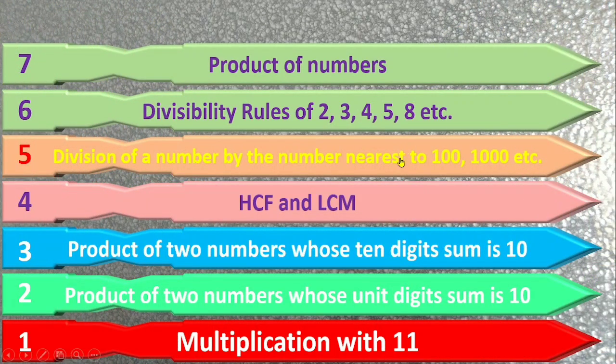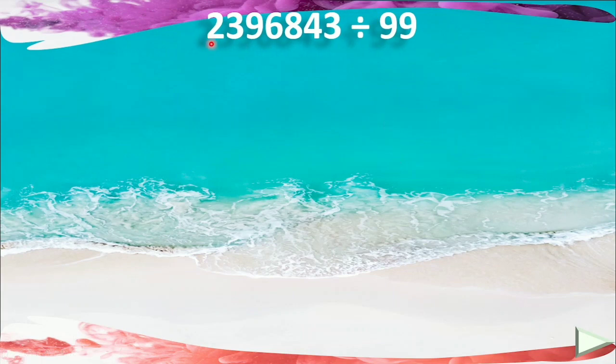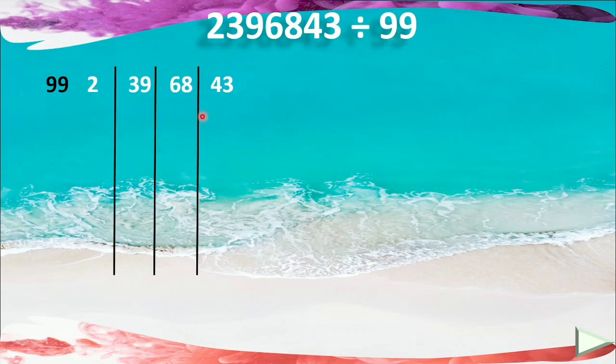Now the next trick is based on division of a number by the number nearest to 100, 1000, etc. Let's solve a sum. Here the divisor is 99. In 99 there are two digits, so go on writing two digits from the right hand side and give appropriate gaps among them. Now as 99 is nearest to 100, as 99 is 1 less than 100, so write 1.